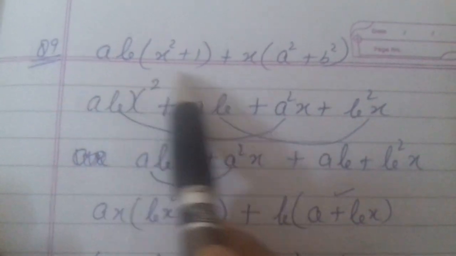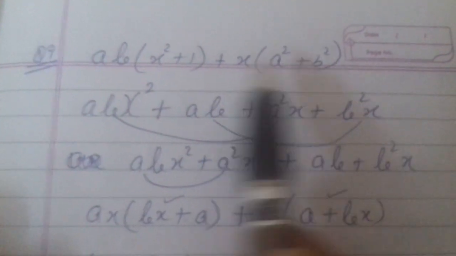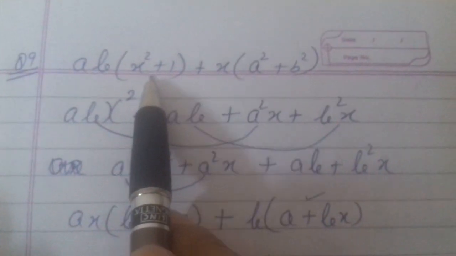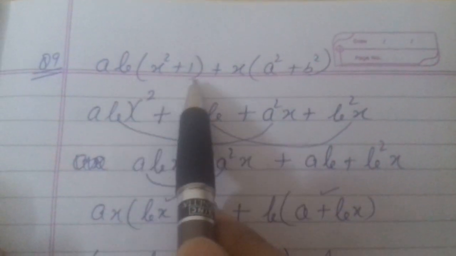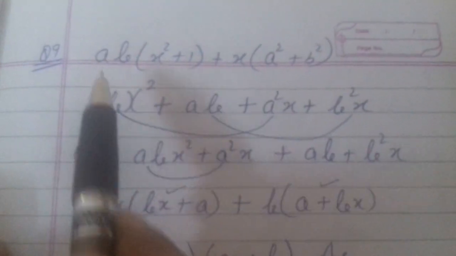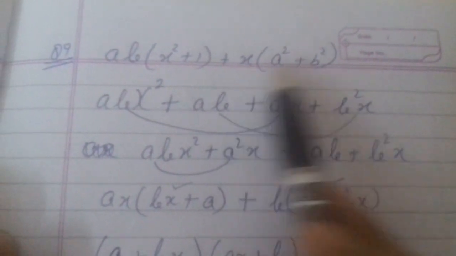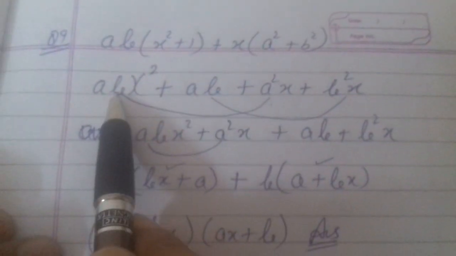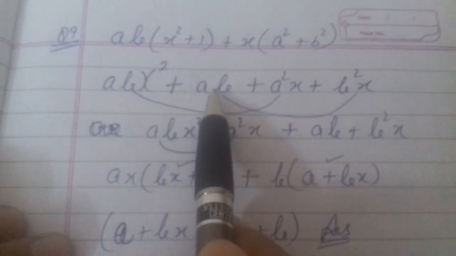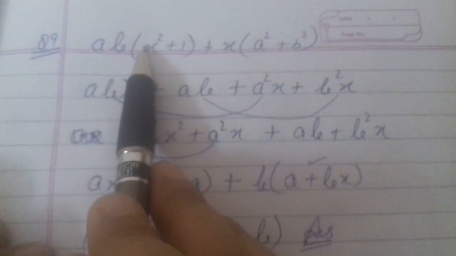Ninth question. See children, already groups are made and nothing can be taken common. So in this case, what you have to do? You have to open the bracket. This multiply by this term. AB into 1 AB, x into a square x, x into b square this. Why I can't make pair of first two terms? Because already we have taken from there only.